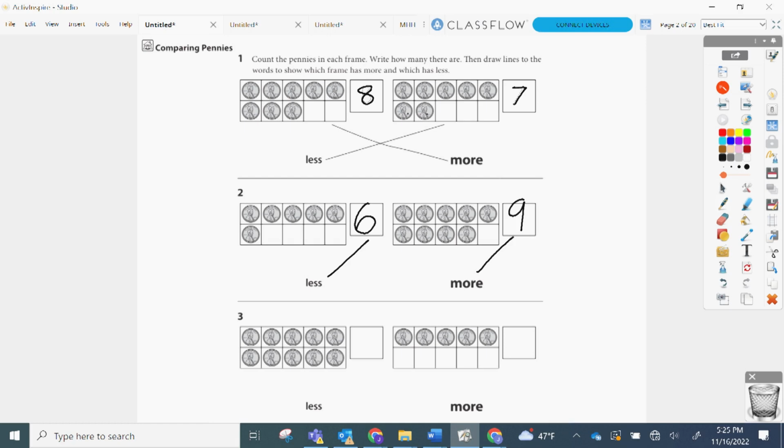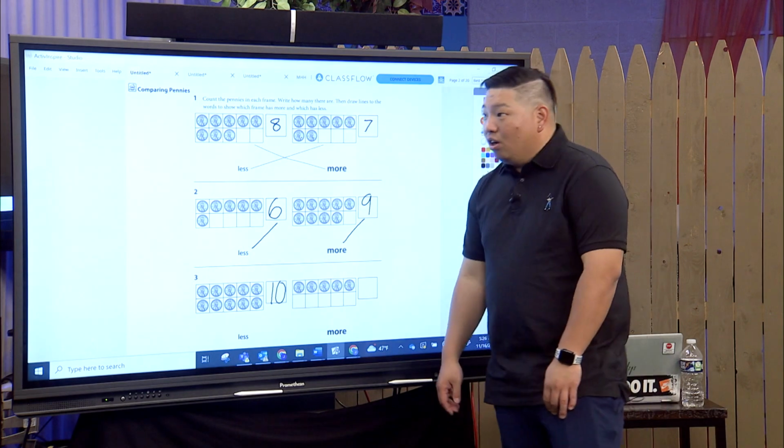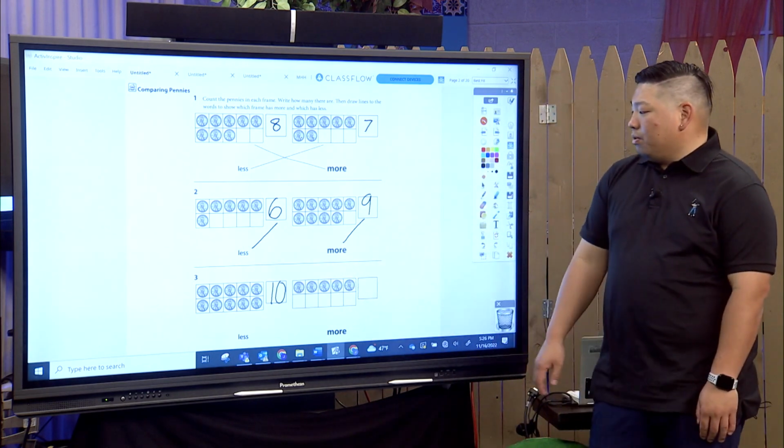Awesome, last one. Number 3. Oh, look, they're all there. 5 of them, and another 5. That's 10. It's a doubles fact, or we know the whole entire 10 frame is filled in. That's going to be 10. And then we have our other 10 frame here with half of it filled in, or just a top row, which would be 5.